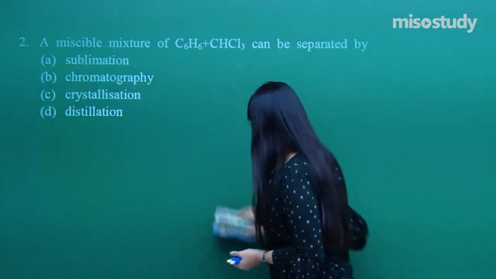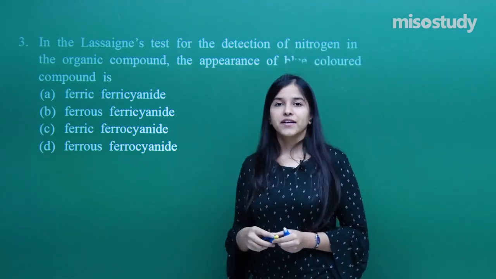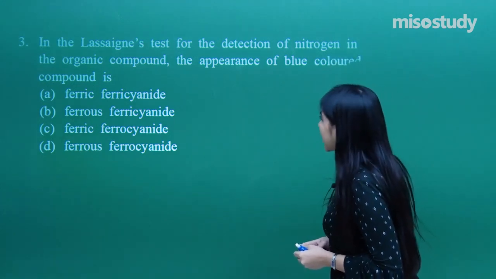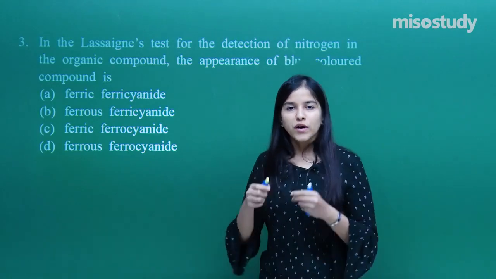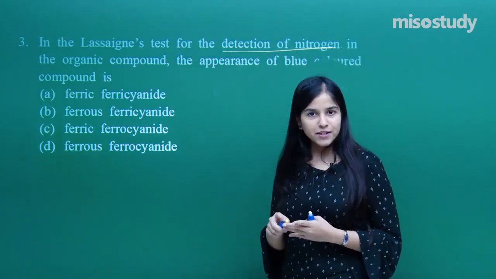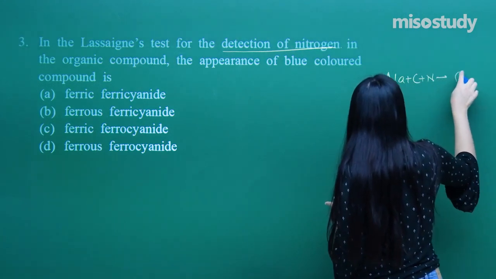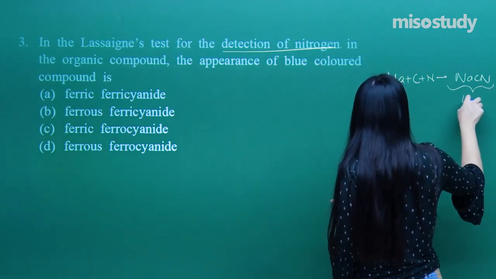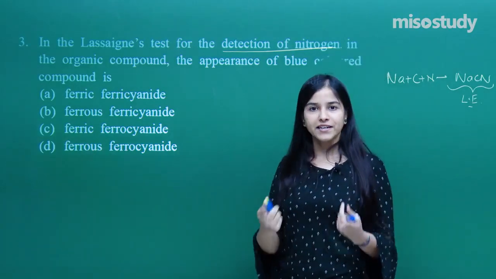Now, let's move on to the next question. In the Lassaigne's extract, the question comes up for Lassaigne's test for the detection of nitrogen in the organic compound, the appearance of a blue colored compound. So, what is Lassaigne's extract? For the detection of nitrogen, Na plus C plus N will be giving NaCN. That is the Lassaigne's extract, the sodium fusion extract that is formed, and this is then used for the detection of nitrogen.